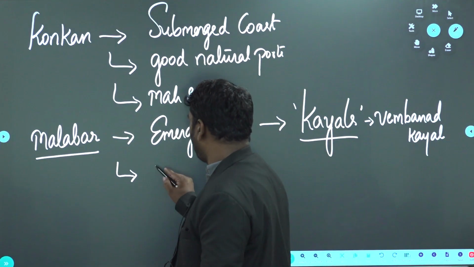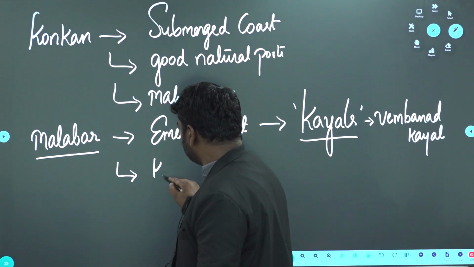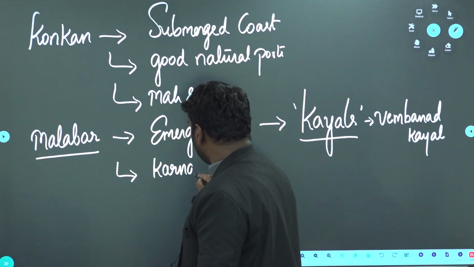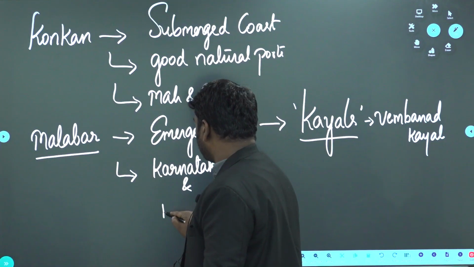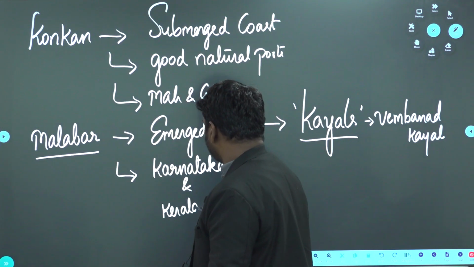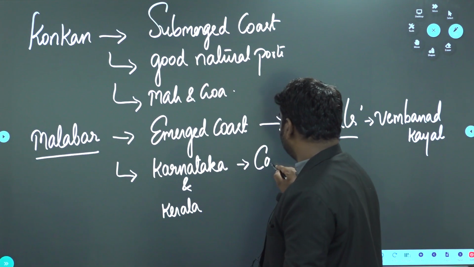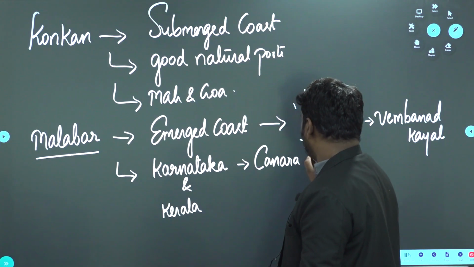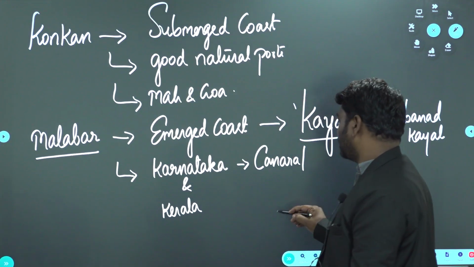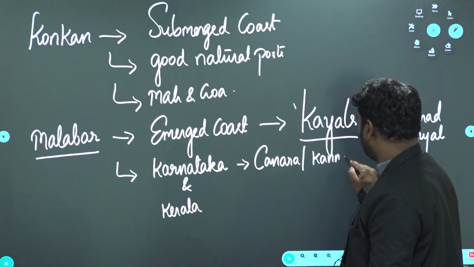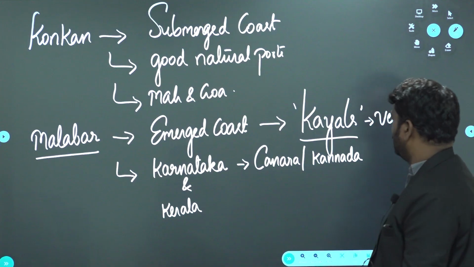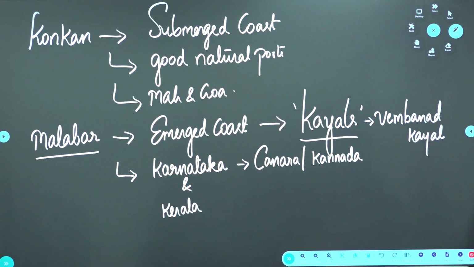Then it includes Karnataka and Kerala. Karnataka is also known as Canara Coast, Kannada Coast.